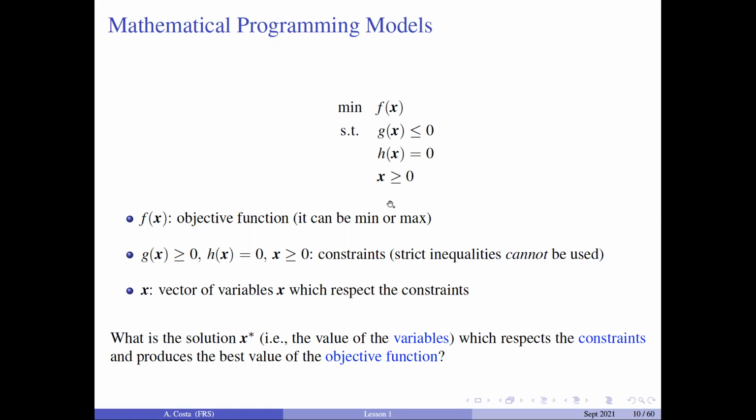So when we see this kind of formulation, you should read it this way. What is the solution X star? When you see star, usually it means the optimal solution, the one we know after solving the problem. So what is the value of the variables such that all the constraints are respected, so the solution is feasible, and it also produces the best value of the objective function f.